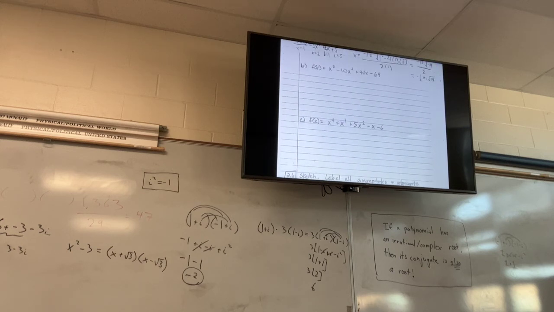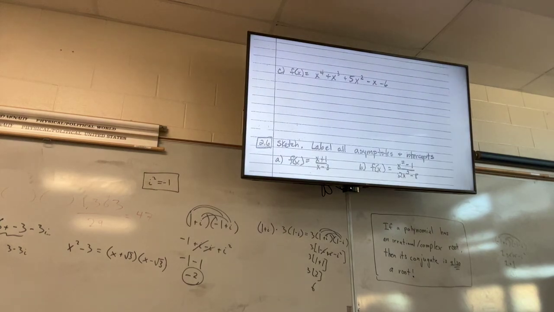Usually the last one's the hardest, so let's do the hardest one together. I think we're only going to have time for one more. f of x equals this polynomial here, okay? Can we factor it? No, so what are we going to do?